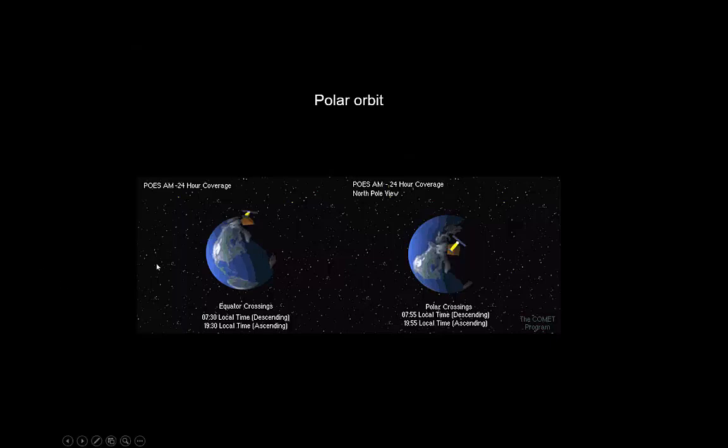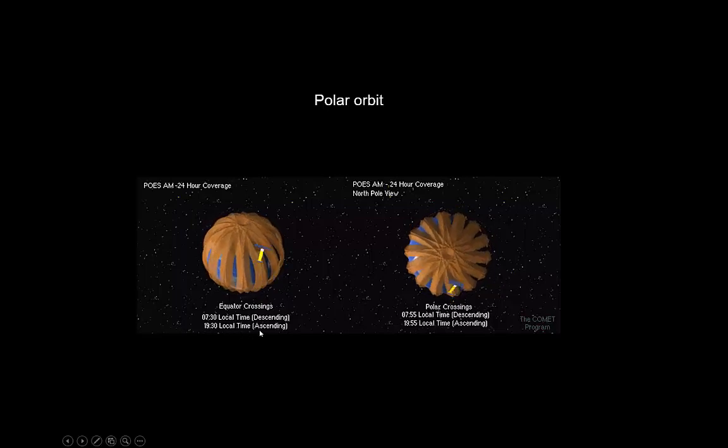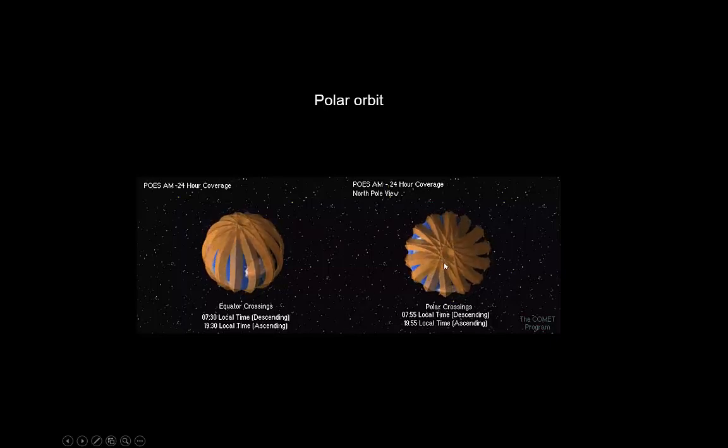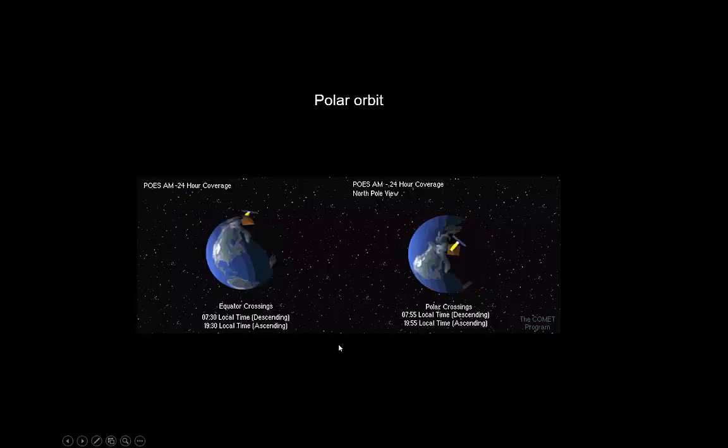Here's another example of a polar orbit designed to have a 7:30 morning equatorial crossing descending and a 7:30 evening ascending crossing. So as you can see in this case, they go across the equator more or less at dusk and dawn. You see the same here from one of the poles, and you see inevitably the poles get a lot of coverage, and the rest of the Earth, particularly around the equator, gets the least coverage.